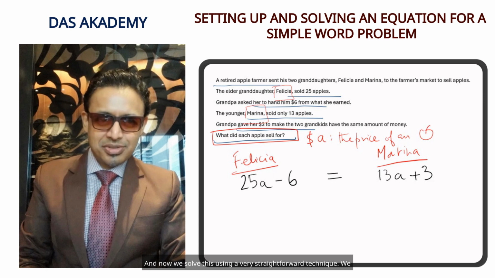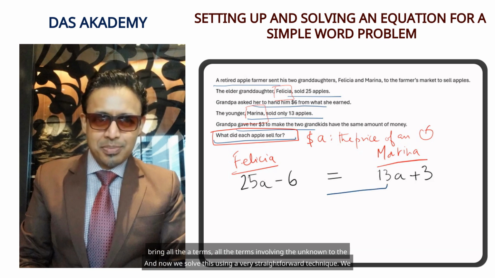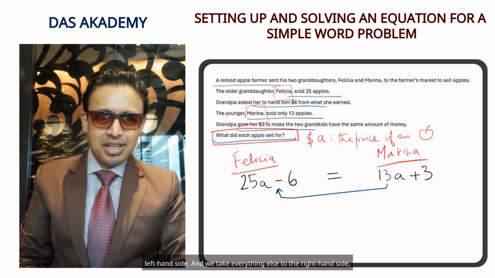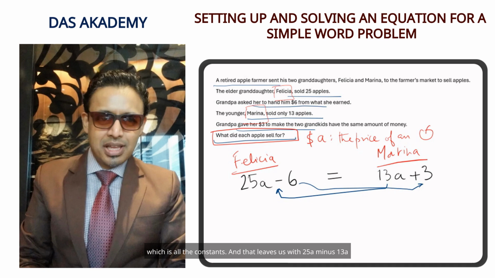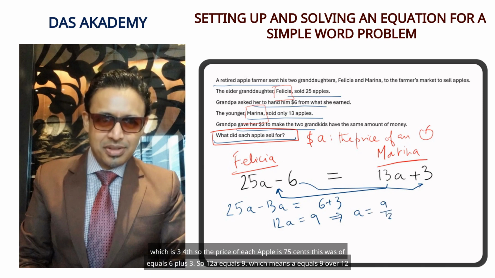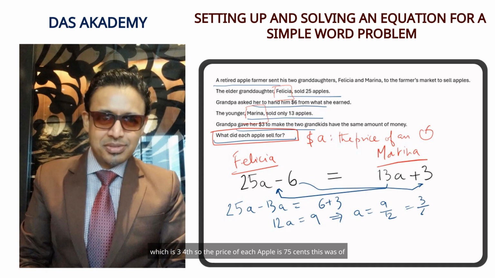And now we solve this using a very straightforward technique. We bring all the A terms, all the terms involving the unknown, to the left-hand side. And we take everything else to the right-hand side, which is all the constants. And that leaves us with 25A minus 13A equals 6 plus 3. So 12A equals 9, which means A equals 9 over 12, which is 3/4. So the price of each apple is 75 cents.